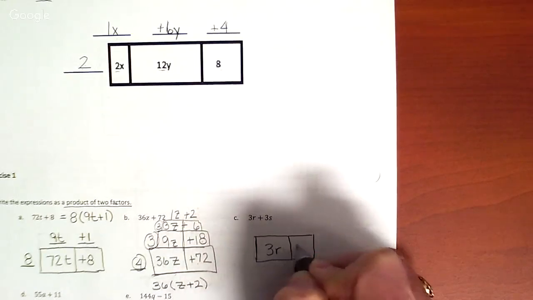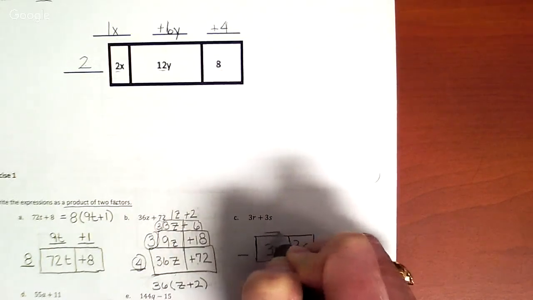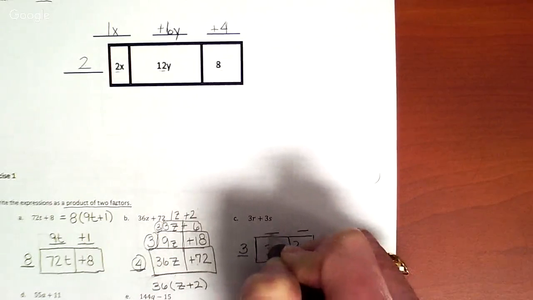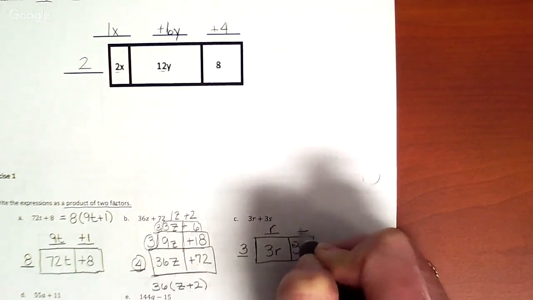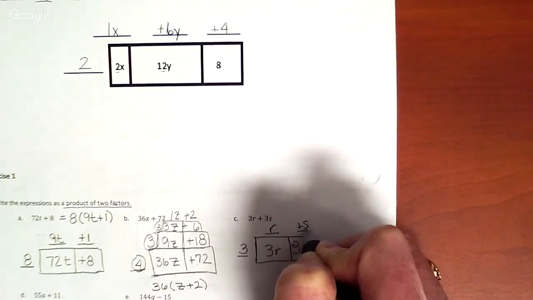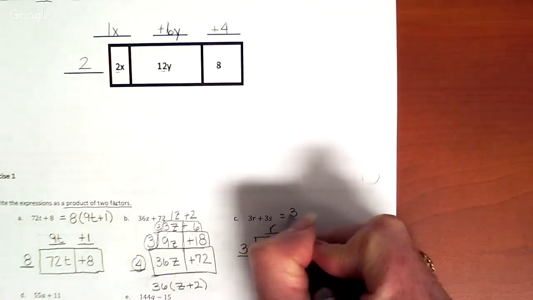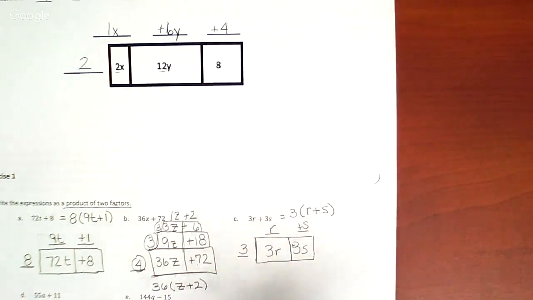3R, 3S. So we can take that 3 out, and we have R. Oops, that's a plus there, sorry. And then plus S. So here our answer is going to be 3 times R plus S. Okay.